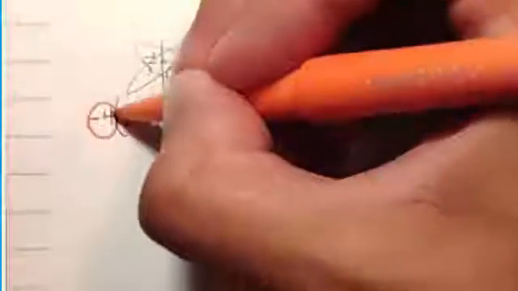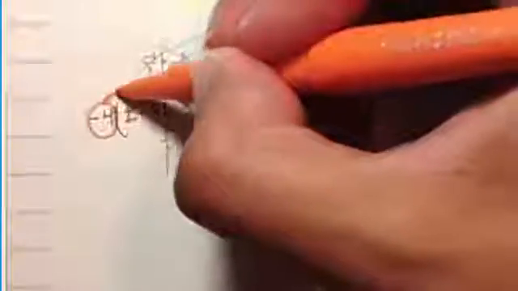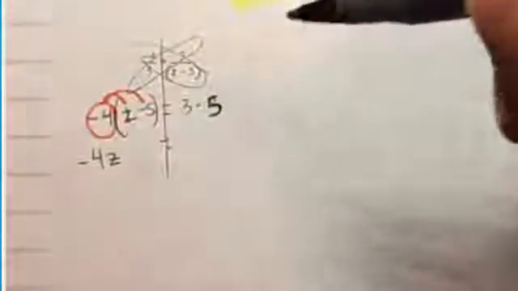Now, how do I get rid of these parentheses if I have a variable and a number inside? What do I have to do? I'm going to have to distribute that negative 4 times everything in the parentheses, which leaves me with negative 4z, and negative 4 times negative 5 is a positive 20, so that's on the left side, equals 3 times 5, which is 15. So now I have a two-step equation here. I want to get z by itself.